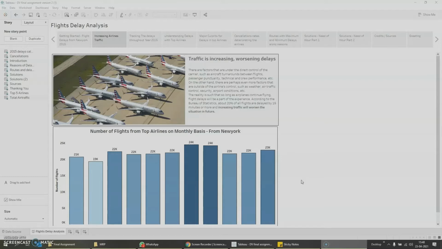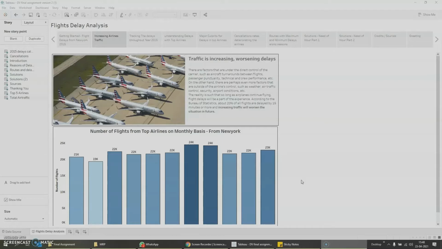There are a number of factors that are under direct control of the airline carriers, such as aircraft turnaround times, passenger punctuality, technical and crew performance, etc. On the other hand, there are perhaps even more factors that are outside the airline's control, such as weather, air traffic, security, airport conditions, etc. So let's talk about air traffic.